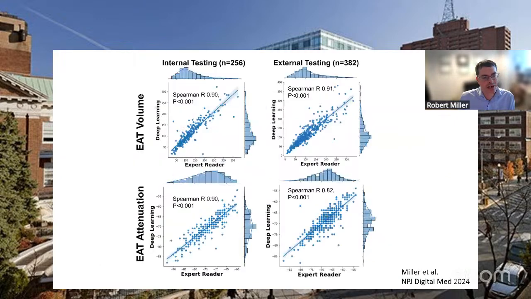So here, expert reader segmentation of EAT takes 15 to 30 minutes, depending on how complex it is. So here, some poor person had to segment out 600 cases, which you can imagine was a significant amount of effort. And what you can see is that there's very good correlation between EAT volume and EAT attenuation, both in internal and external testing, when you compare the deep learning model to the expert reader.